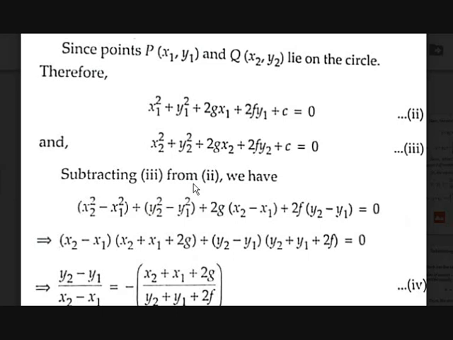Then you will get the following equations: x1 square plus y1 square plus 2g x1 plus 2f y1 plus c is equal to 0, and x2 square plus y2 square plus 2g x2 plus 2f y2 plus c is equal to 0. Let us imagine these are the second and third equations. If we subtract them, subtracting 3 from 2, then it will be x2 square minus x1 square plus y2 square minus y1 square plus 2g into x2 minus x1 plus 2f into y2 minus y1, and c minus c becomes 0, so directly it is equal to 0.